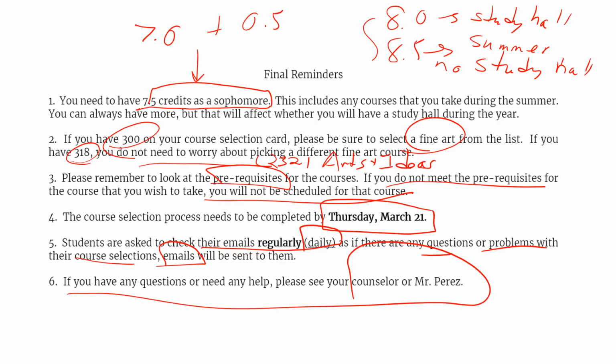So good luck with this process. It is a little bit of a new thing for you, and we understand that it could be a little scary, a little intimidating, but know again that your counselors, your teachers, and I are here to help you all through this process. So again, if you have any questions or concerns, comments, difficulties, please see one of us at any time. And that key date again is that March 21st.